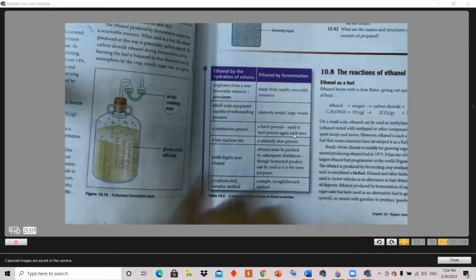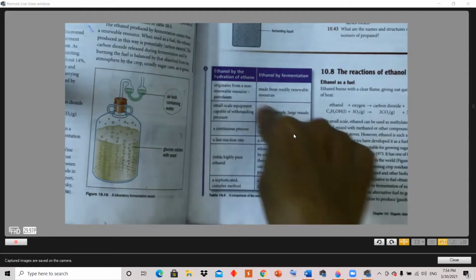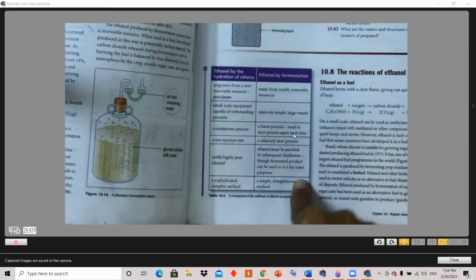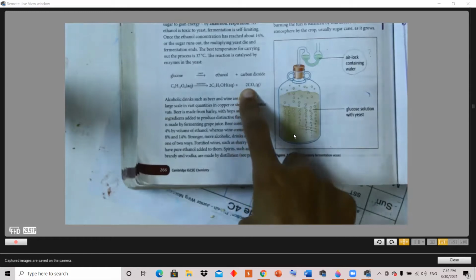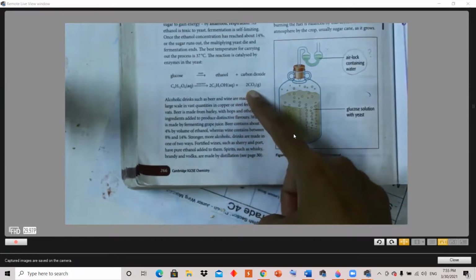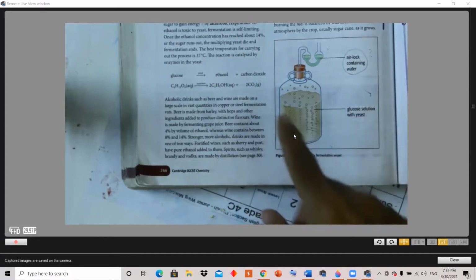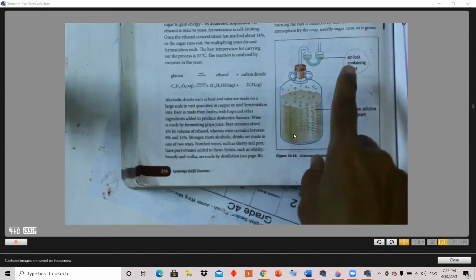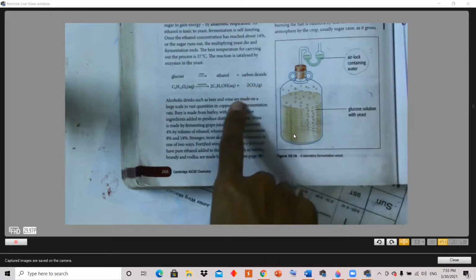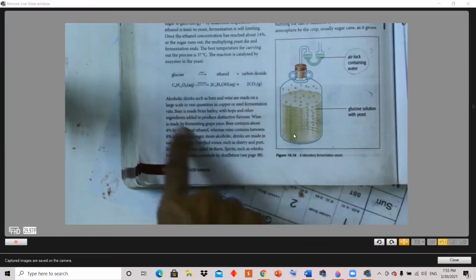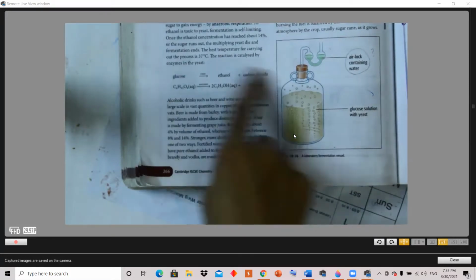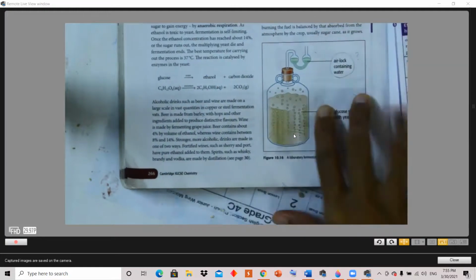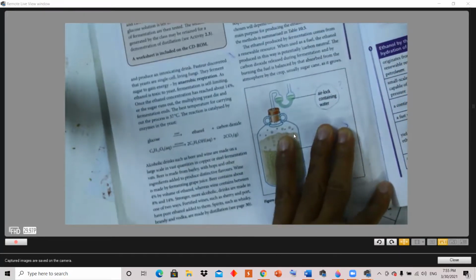Fermentation, yes. Renewable resource. This is more eco-friendly. The only problem is that somebody might say it produces carbon dioxide, which is a greenhouse gas, right? But they have mentioned in the book that this carbon dioxide is used again by photosynthesis to make glucose. So it stays within the system, and so they call it carbon neutral.